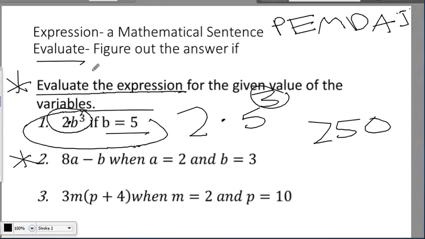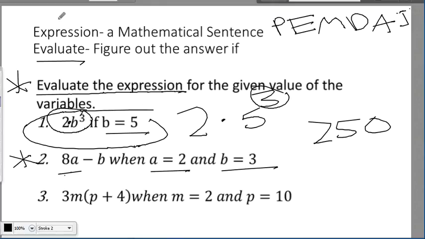Let's go ahead and look at number 2. For the next one, we have 8a minus b. Notice we have an 8 right next to an a. Anytime you have a number next to a variable in algebra, that is implied multiplication. So 8a is really the same as 8 times a. We're going to evaluate this expression if we let the a equal 2 and the b equal 3.